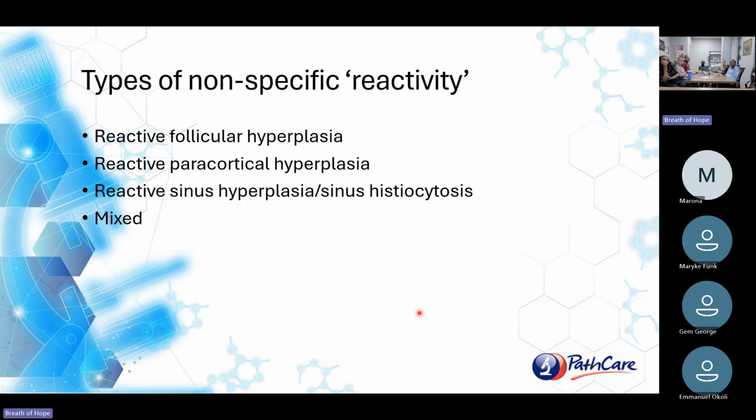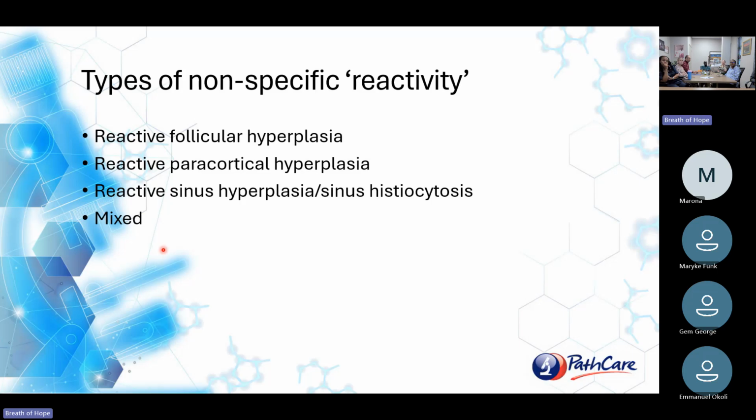So when the pathologist looks at the lymph node and decides it is reactive, he should ideally tell you where it is reactive, because that's going to help you decide what are the likely causes of this reactive picture. There's a reactive follicular hyperplasia, and that was predominantly a B cell hyperplasia. Reactive paracortical, predominantly T cell. Reactive sinus hyperplasia, and that was predominantly some histiocytes that are reactive. And then you can also get a mixed picture.